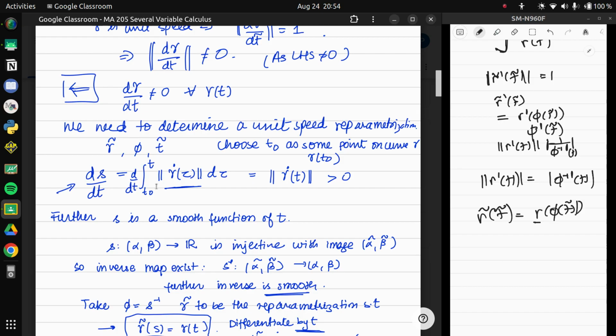r of t tilde is just equal to this quantity, which means this is just the integral of r dash. I'm just taking a derivative directly over there. In fact, we just want to find r of t. So how do you find r of t? It's just the integration of r of tau, with d tau over there, from tau equal to 0 to something.